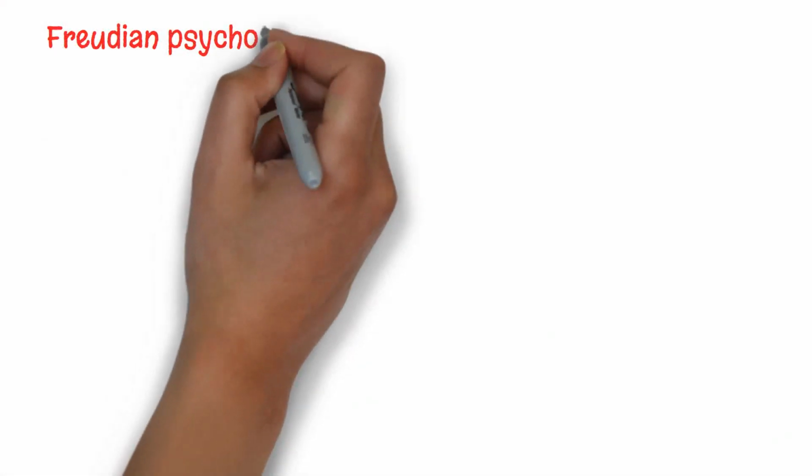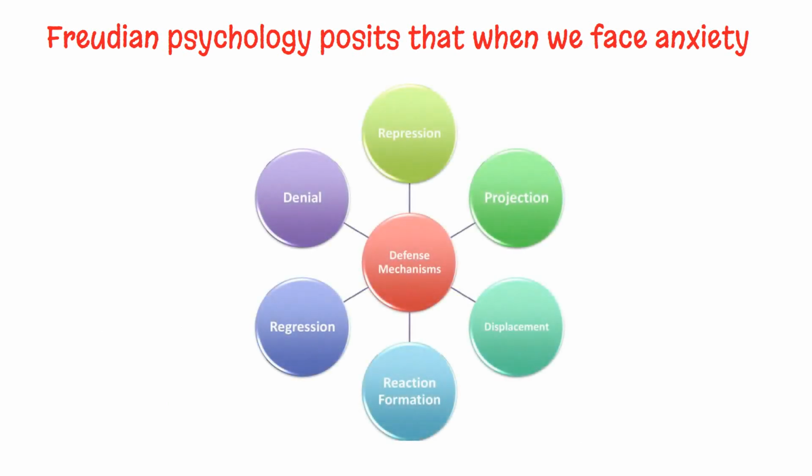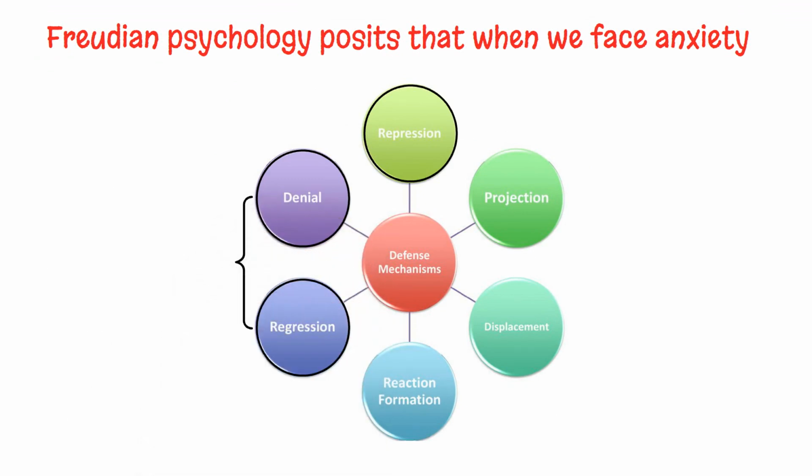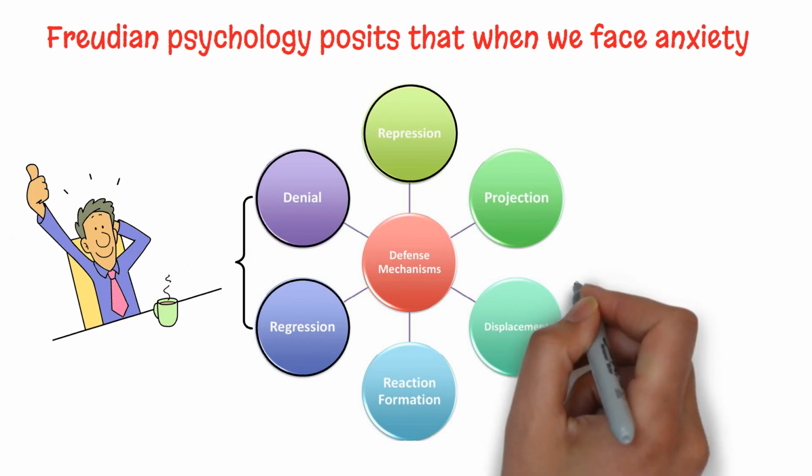Freudian psychology posits that when we face anxiety, we deploy various defense mechanisms like repression, denial, or projection to manage these uncomfortable feelings. These mechanisms are unconscious processes that protect us from feeling directly the anxiety related to forbidden desires or painful memories.